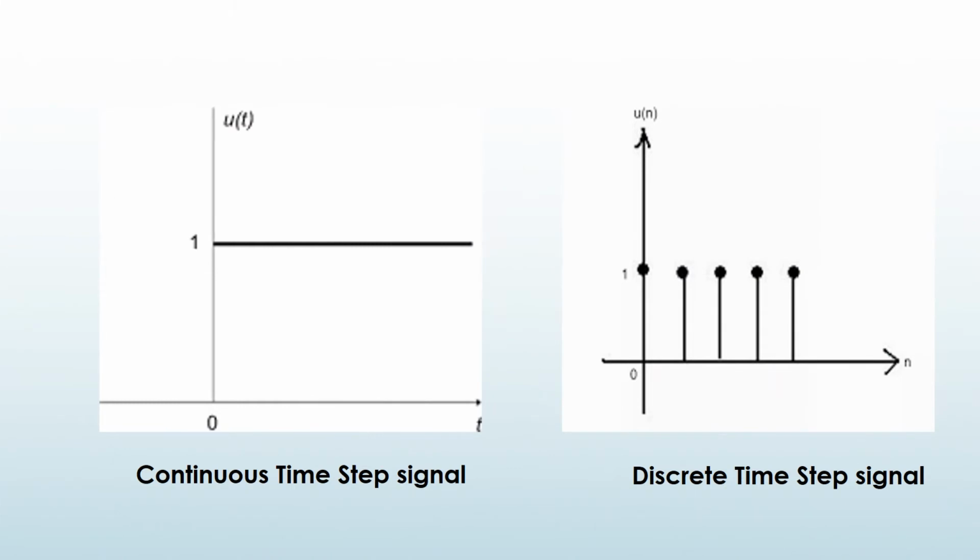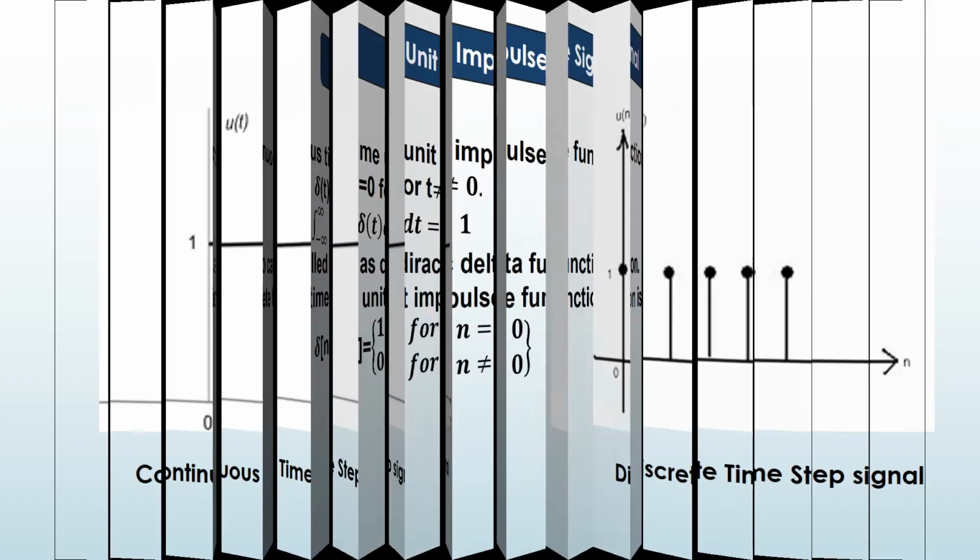So here shown the continuous step signal and discrete step signal. As discussed earlier, the continuous step signal is defined in such a way that for t less than 0 the value will be 0 and for t greater than 0 the value will be 1, and in the discrete case, for n less than 0 the value will be 0 and for n greater than or equal to 0 the value will be 1. Okay, so that's about the unit step signal.